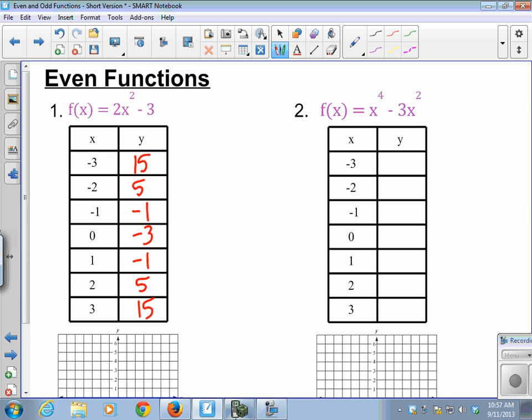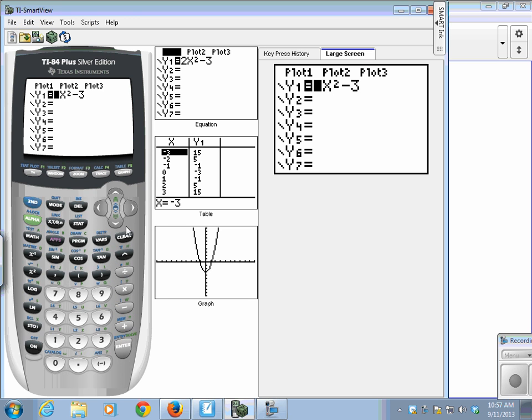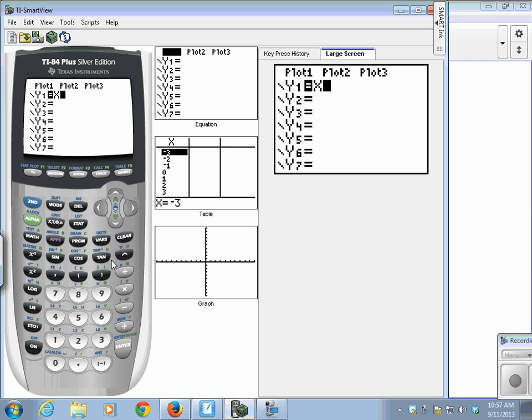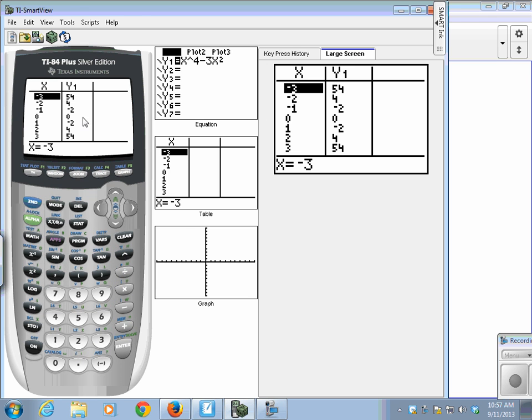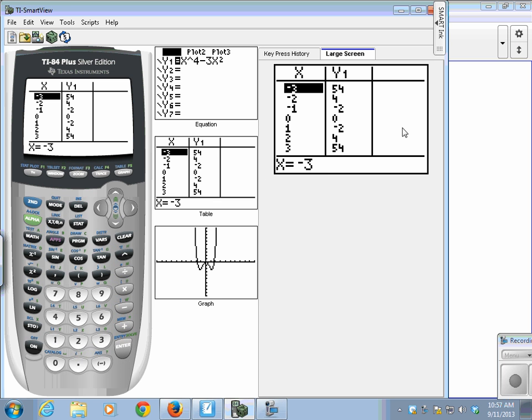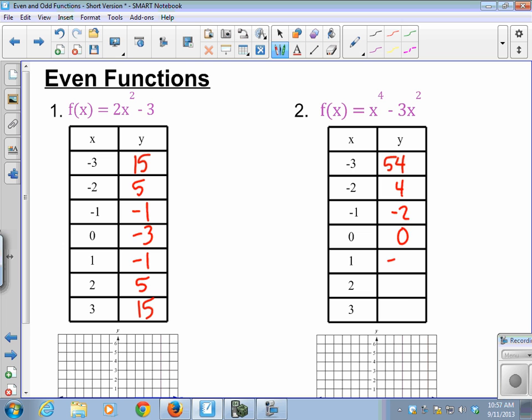Alright, my second function, I'm going to clear this out and get a table for it. So x to the fourth minus 3x squared. And so my table for this from negative 3 to positive 3 would be 54, 4, negative 2. Then it was 0, negative 2, 4, 54.